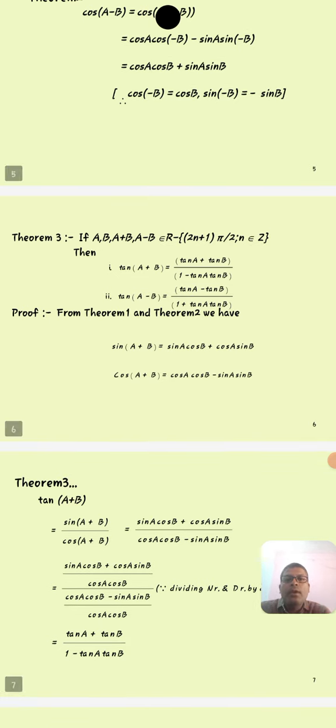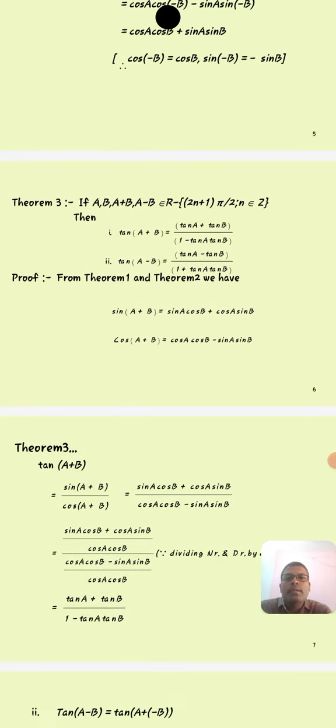From theorem 1 and theorem 2 we have sin of a plus b is equal to what? Sin a cos b plus cos a sin b. What is the formula of sin of a plus b? The same way, cos of a plus b formula is what? Cos a cos b minus sin a sin b.